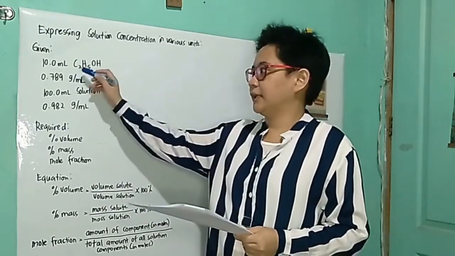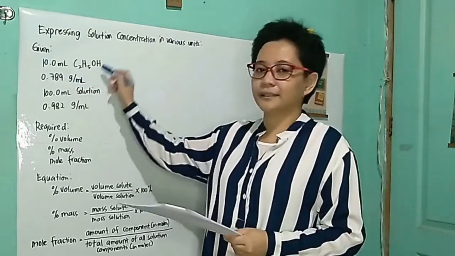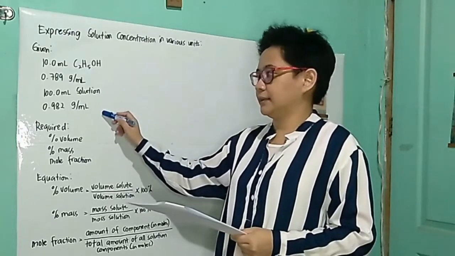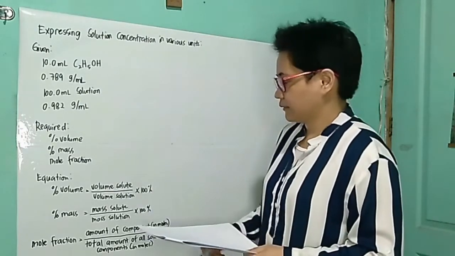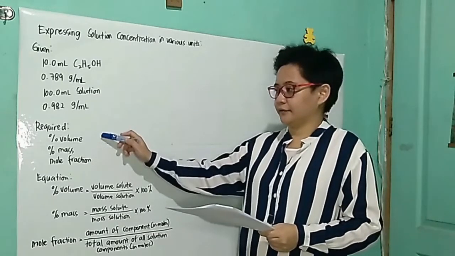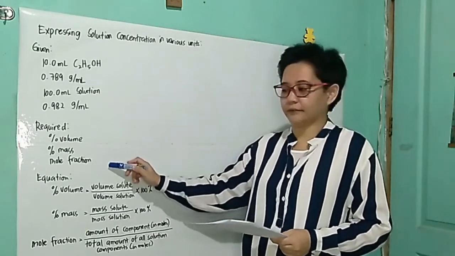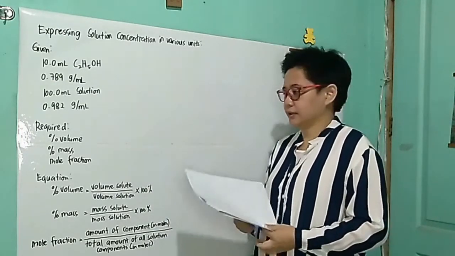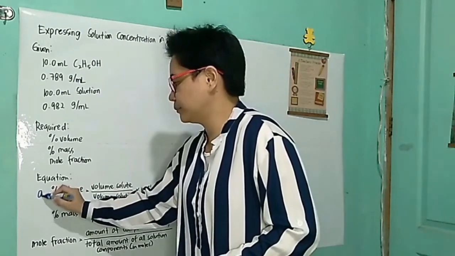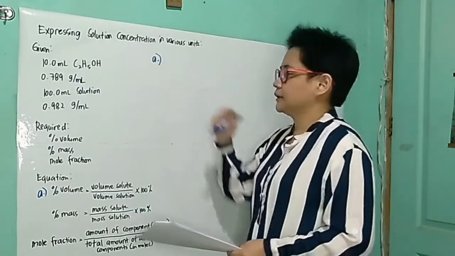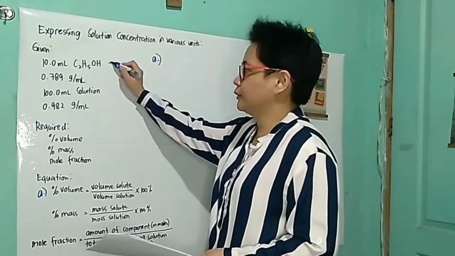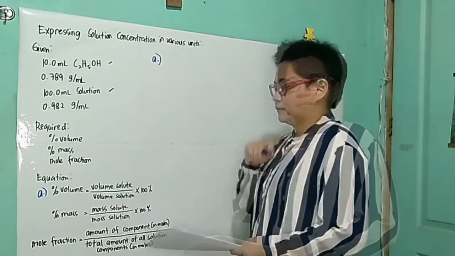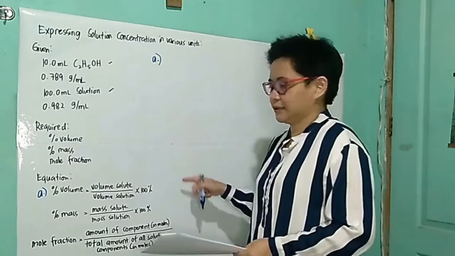So, you write down the given. You have 10 milliliters of ethanol, the density of ethanol, and then 100 ml of solution, and the density of the solution. So, list down the required: percent by volume, percent by mass, and mole fraction. And these will be our working equations. Let's start with volume percent. Since you already have volume of solute over volume of solution, you can directly substitute these values in this formula.